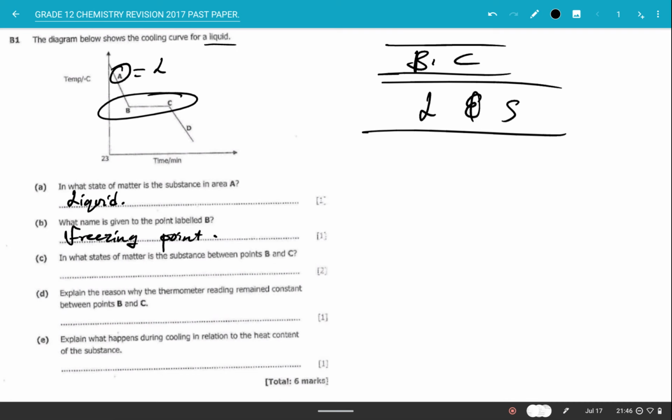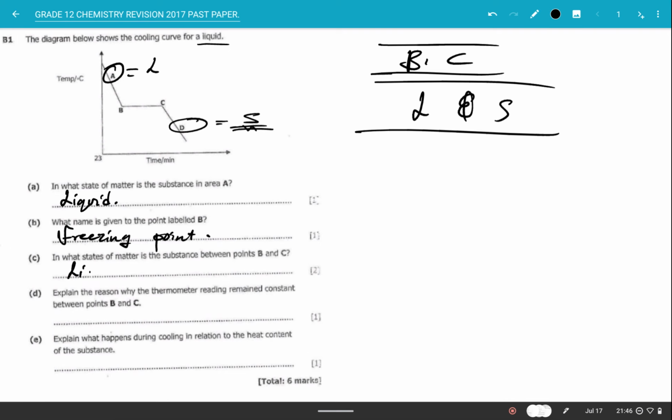Now, if you are told to say what states of matter the substance is in at region BC, that's why you have to say liquid and solid. But now, if you look at position D, the substance is now completely that of a solid. So in C, it states: in what states of matter is the substance between B and C, of which I did make mention, which is liquid and solid. Just like that, liquid and solid.